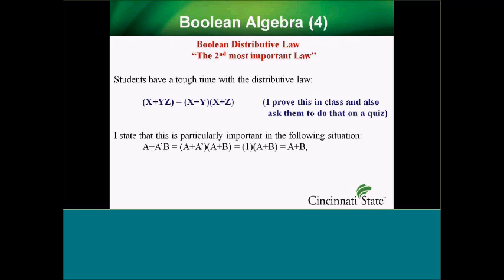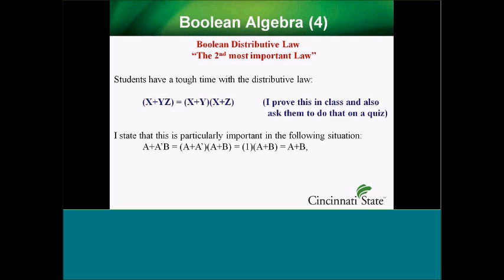Which brings me to what I call the Boolean distributive law. That's what it's called in the books. I call it the second most important law. And this is one that the students have to work out. It's this kind of unusual distributive law. X or Y z is equal to X or Y and X or Z. It doesn't look anything like normal algebra, and certainly wouldn't hold except in some unusual situations.